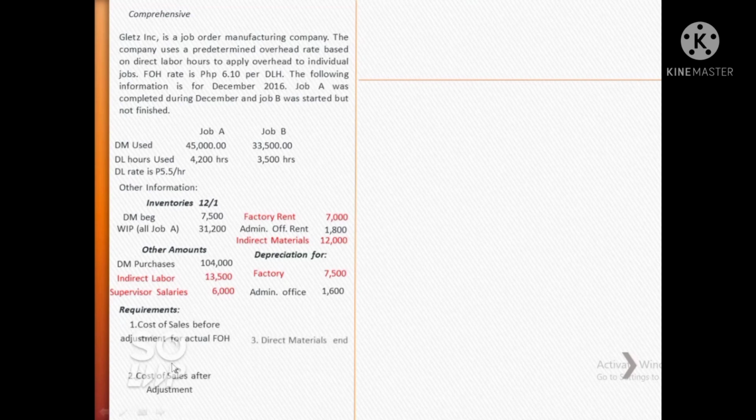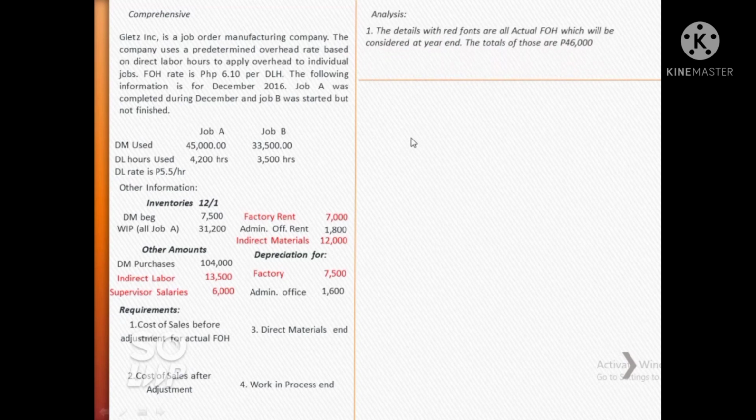The requirements are the cost of sales before adjustment for actual factory overhead. The second requirement is the cost of sales after adjustment. The third is the direct materials end. And the fourth one is the work in process end. Now, upon analyzing this problem, there are 2 important points.